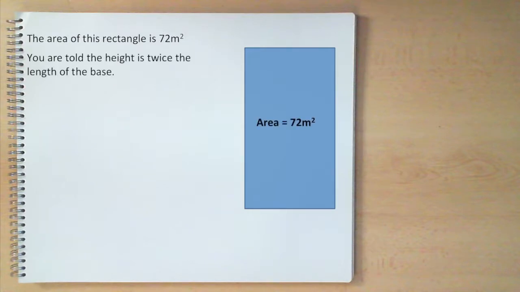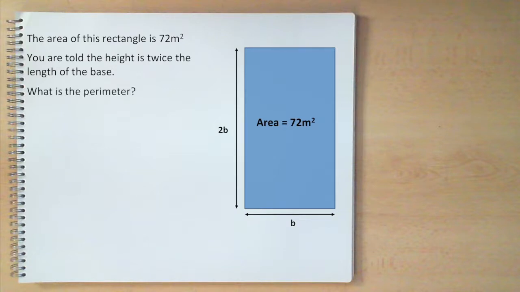Look at a slightly trickier example. Here we have a rectangle. We're told the area is 72 meters squared. You're also told that the height is twice the length of the base. So let's put in a value for the base of b, so we can know that the height is 2 lots of b. And we've been asked what's the perimeter.